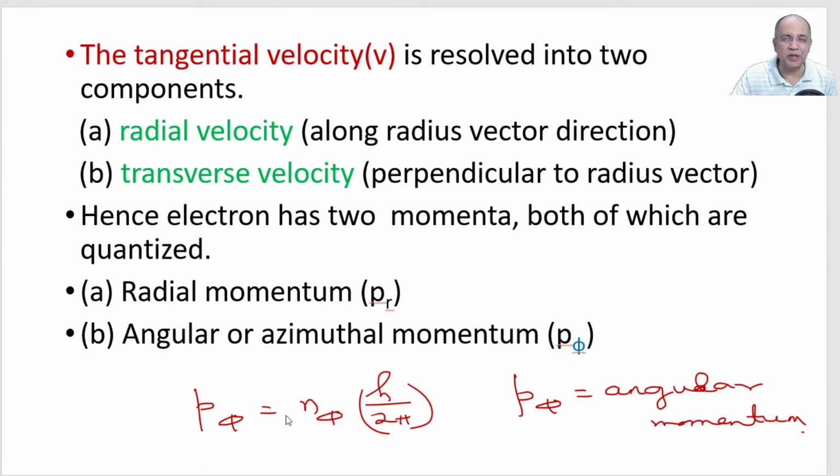So both the momenta are quantized, because this is quantum theory, not quantum mechanics. There is a huge difference between quantum theory and quantum mechanics, where quantum mechanics takes the electron as a wave. So there is a wave equation, it is Schrodinger's wave equation, right?